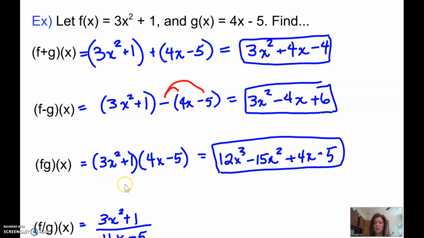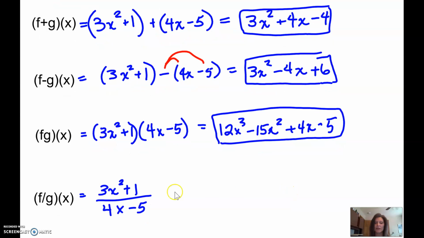If I have fg, that means multiply, and this is good old-fashioned FOIL in this problem. So distributing the 3x squared to both terms and then distributing the 1 to both terms. There are no like terms on this one, so we're done. The division problems are actually really easy because if it says f divided by g, we simply put f of x over g of x. Now this one's not going to allow me to use just any old x I want. I will have to restrict the domain, but again, we'll talk about that in another video.